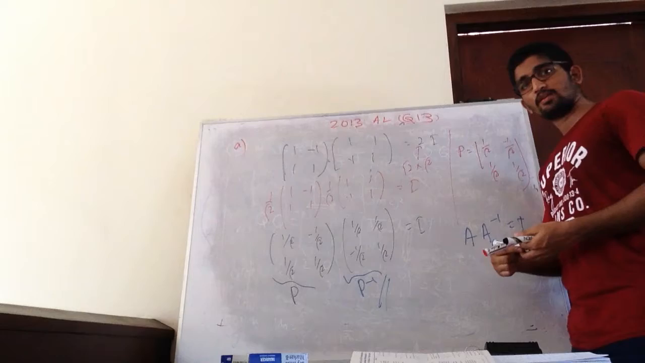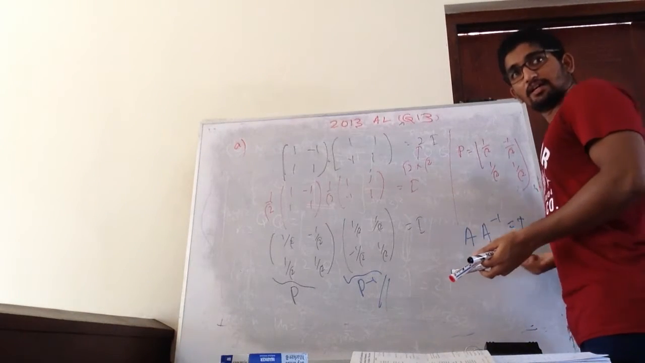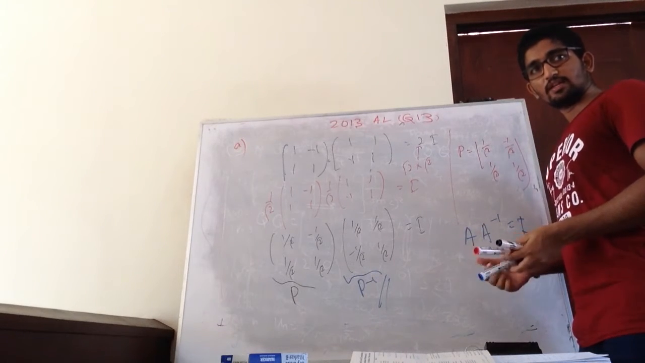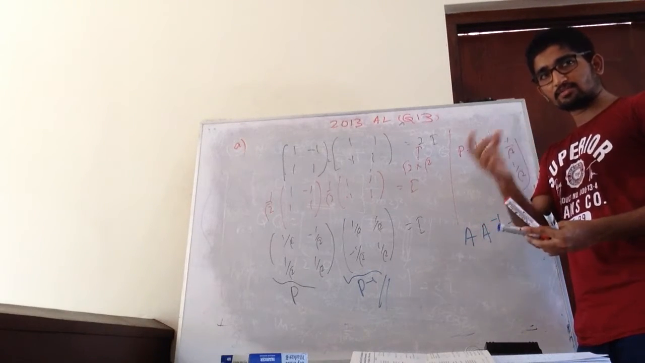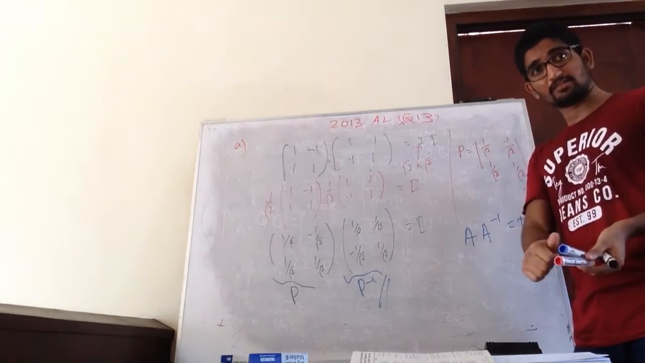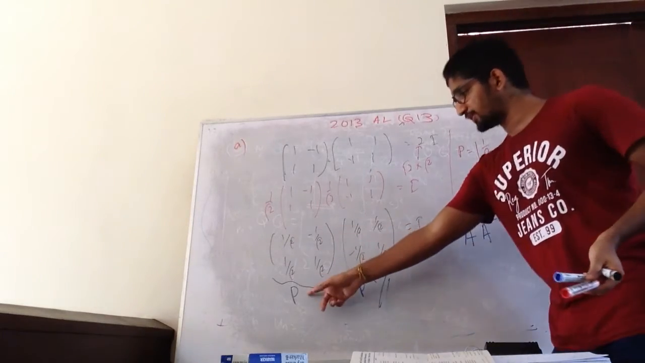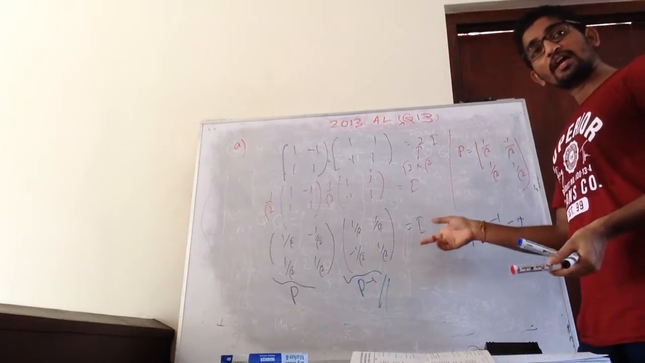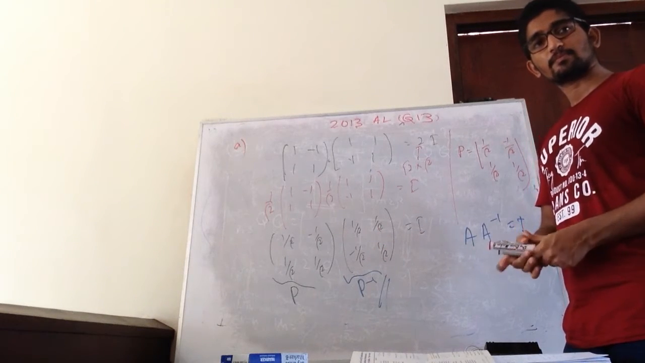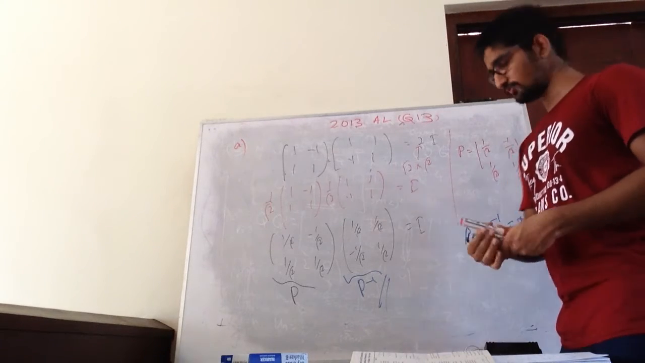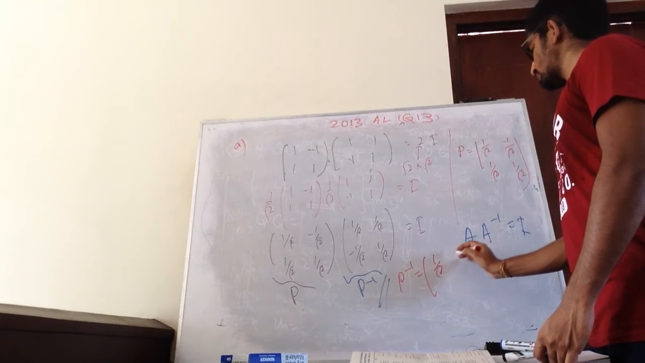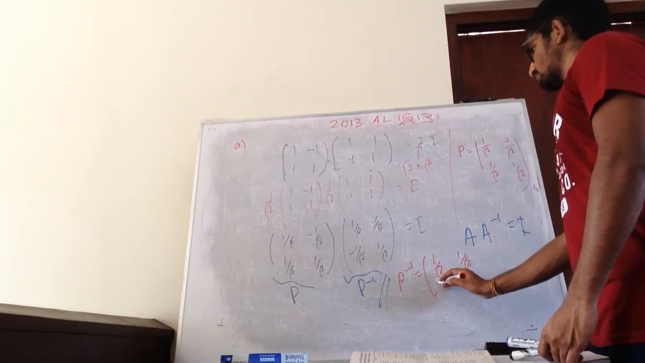Is it clear? This is a standard thing, a property of inverse. If there is a matrix A, and that matrix is multiplied by the inverse matrix, you will get I. Here this is P, and you're getting the I matrix, so this should be P inverse. So P inverse is 1 over square root of 2 times the matrix.